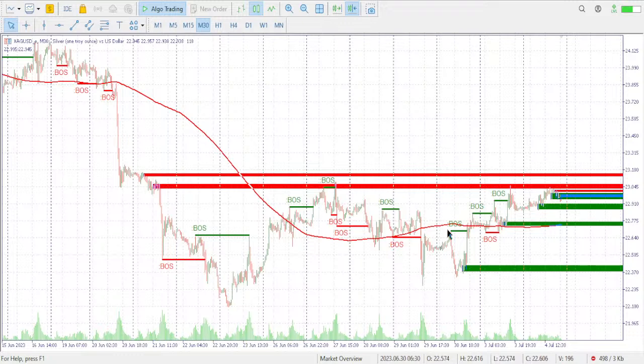So on this chart, basically we're having a very good resistance zone here. We have a very good resistance zone here. We have a resistance zone here. We have several supports here.